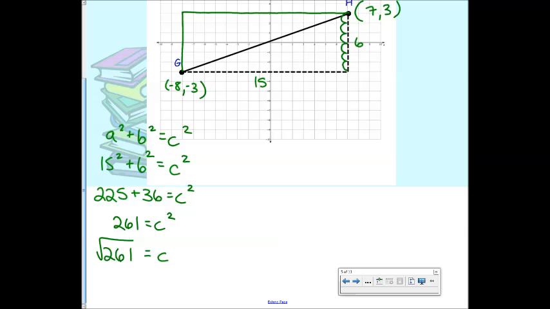All right, this is the step that people forget sometimes. Don't forget to take the square root, because you're trying to get C, not C squared.